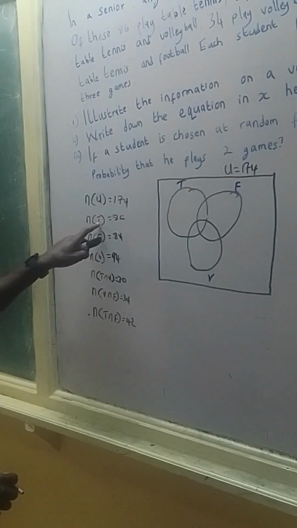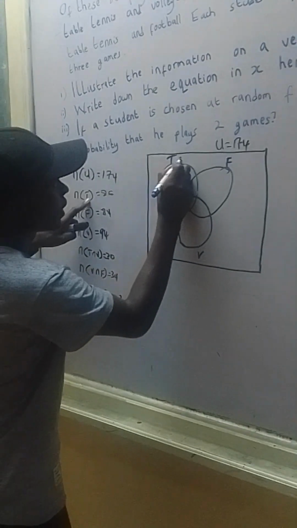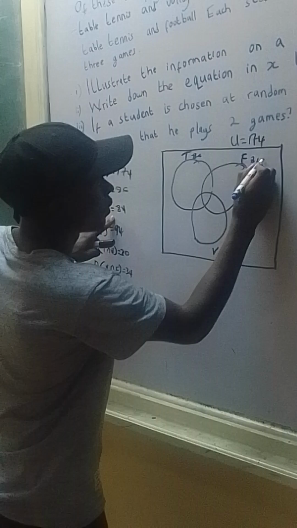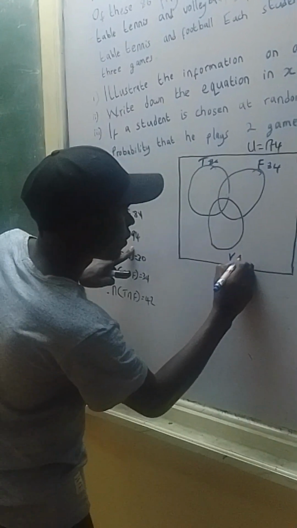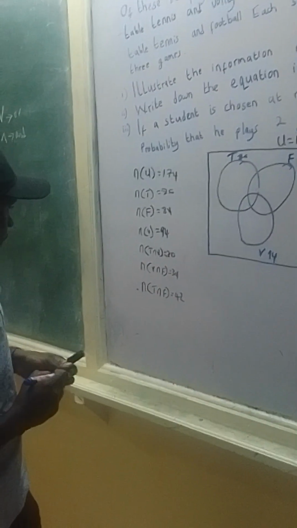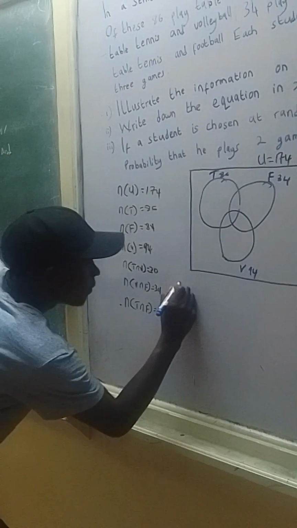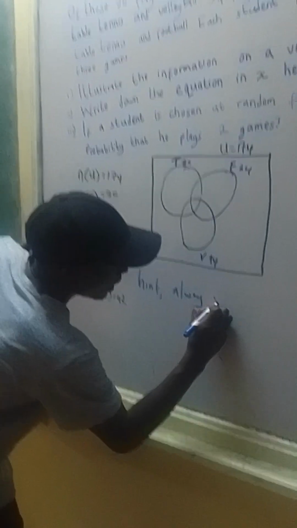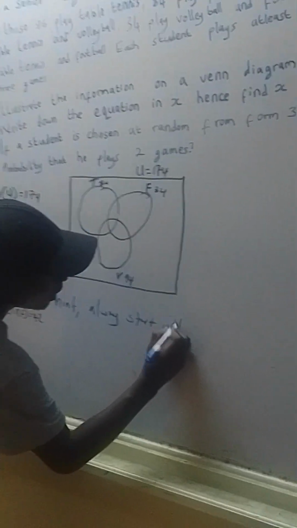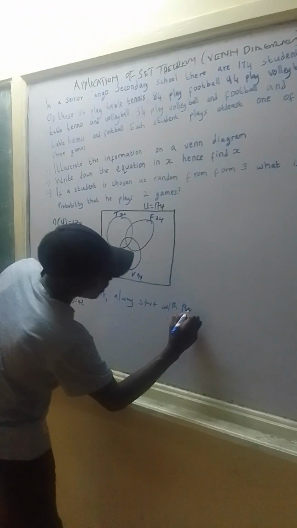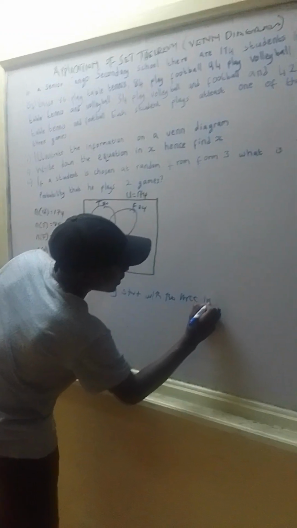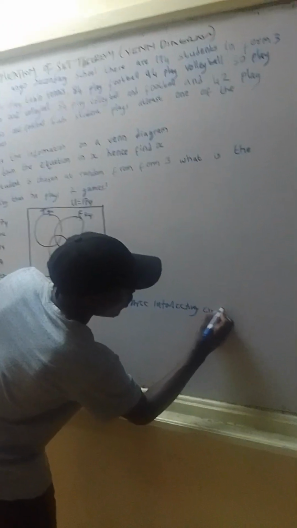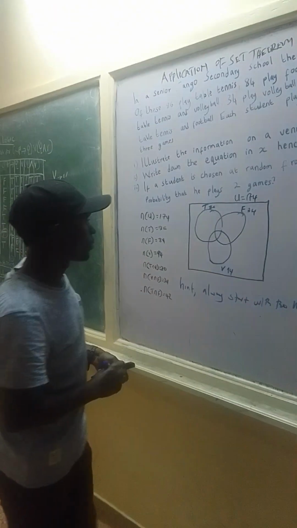The cardinality of table tennis is 86, so right here, 86. Football is 84. Then volleyball is 94. Then there is a hint to tackle this one: always start with the three intersecting circles, or where the 3 intersect. For example, it is here.